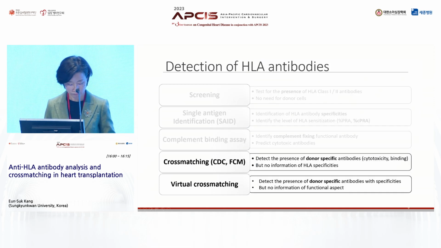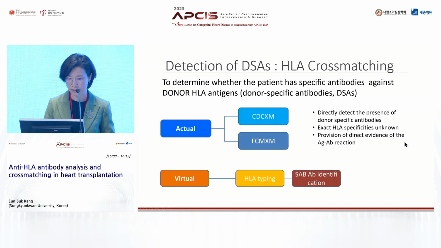We also can detect the presence of HLA antibodies by cross-matching either actual or virtual ways. Positive results in actual cross-matching tests indicate the presence of donor-specific antibodies in the recipient serum, even though the exact HLA specificities are unknown. The primary advantage of actual cross-matching is its provision of direct evidence of the antigen and antibody reaction. However, to conduct this test, fresh viable donor cells and the recipient serum are needed, which can be impractical without a living donor or during the post-transplantation period.